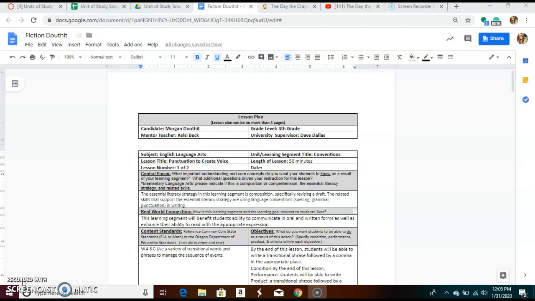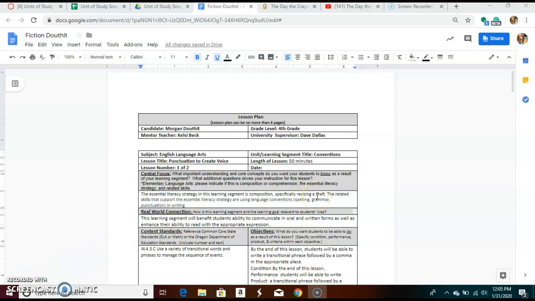For my first lesson, I chose the 4th grade writing standard W.4.3.C. Use a variety of transitional words and phrases to manage the sequence of events. Each letter uses transition words so the reader understands which crayon wrote the letter. I also focused on the craft move punctuation to create voice, specifically commas used after transitional phrases.